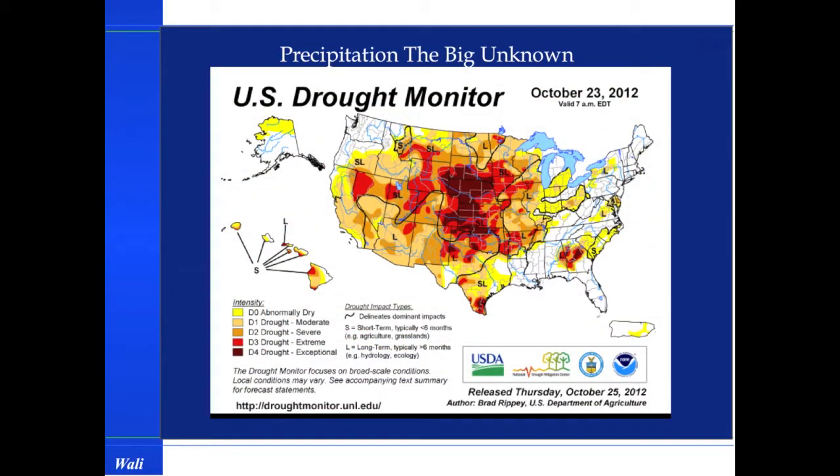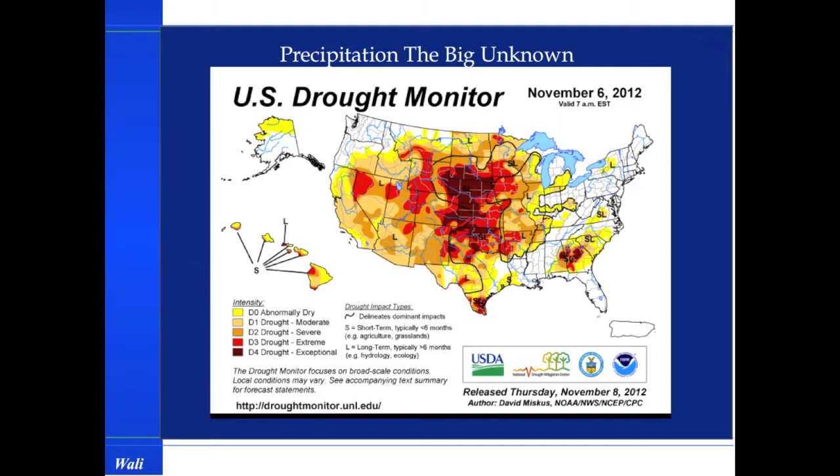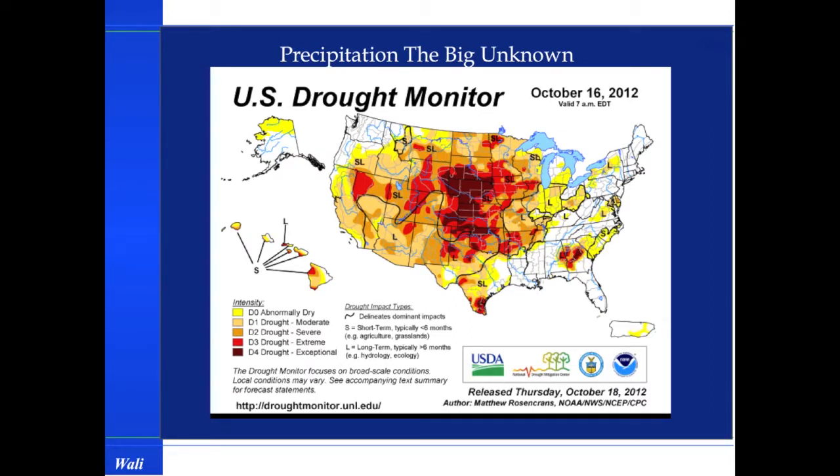And if you look at this, this is the US Drought Monitor, and this is the latest animation from them. This is what happened to the United States this year. The biggest drought time ever recorded. And this is the latest from the US Drought Monitor.